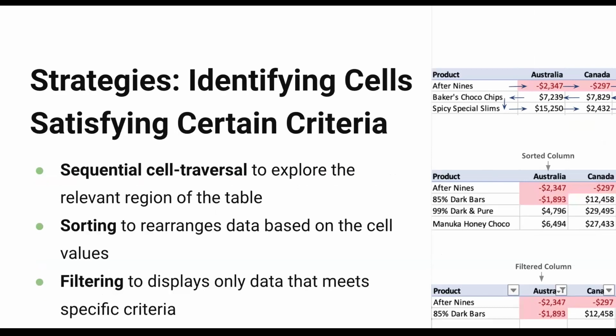Some follow-up questions required identifying cells that satisfy certain criteria in one of the tables. The most common strategy was to use sequential cell traversal to explore the relevant regions of the table. For instance, participants were to identify products that were generating losses along with their respective regions. Most participants used a sequential cell traversal approach to locate negative values. Only a few participants used sorting and filtering to derive the answers.